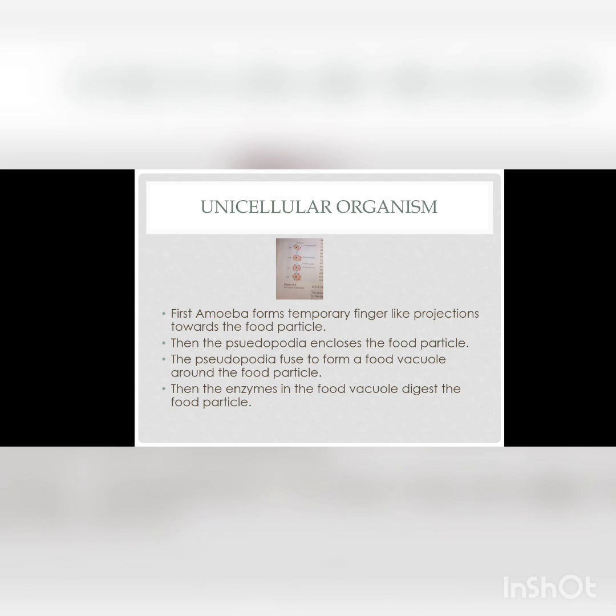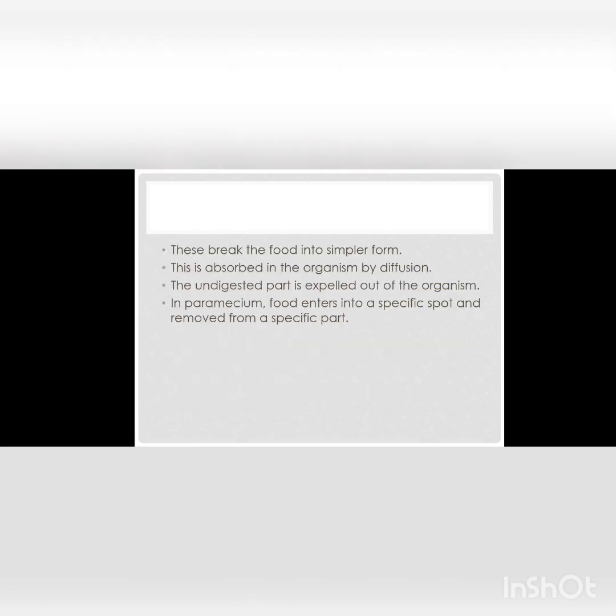Unicellular organisms. First, amoeba forms temporary finger-like projections towards the food particle. Then the pseudopodia enclose the food particle. The pseudopodia fuse to form a food vacuole around the food particle. Enzymes in the food vacuole digest the food particle. These break the food into simpler forms.